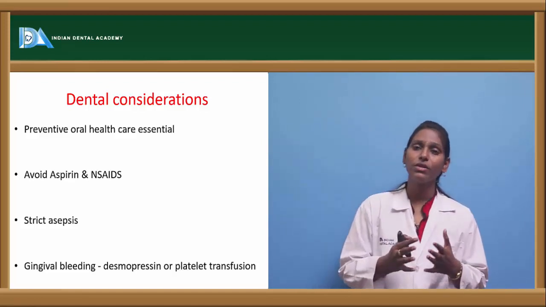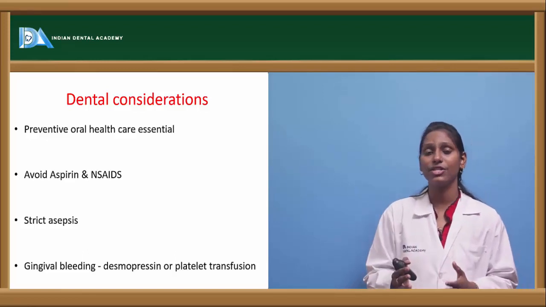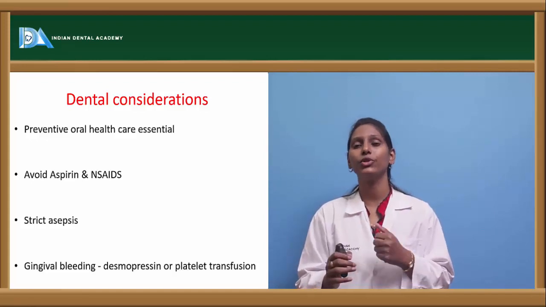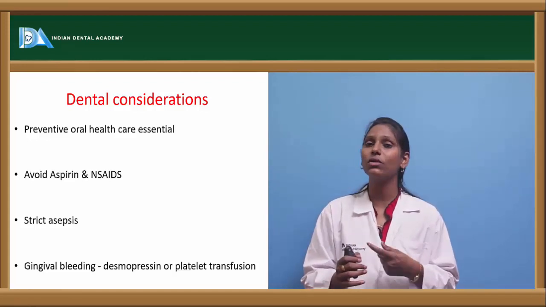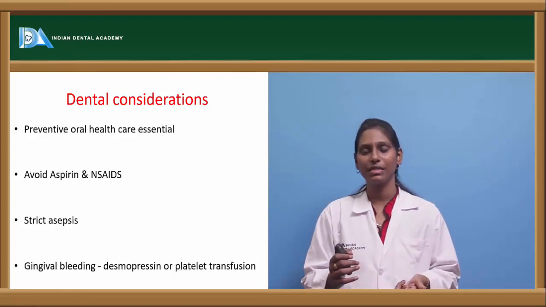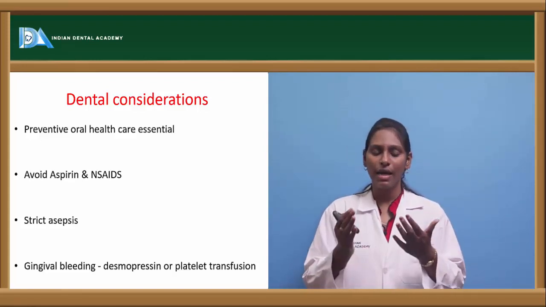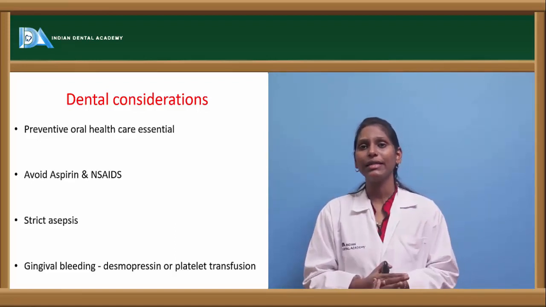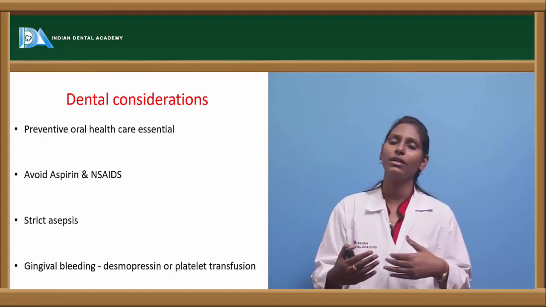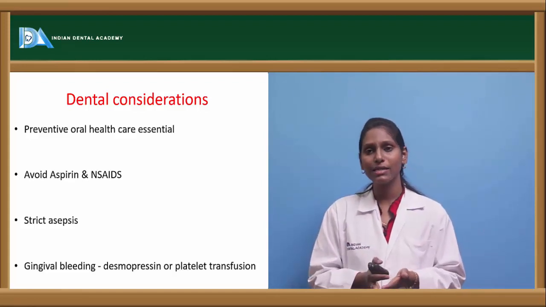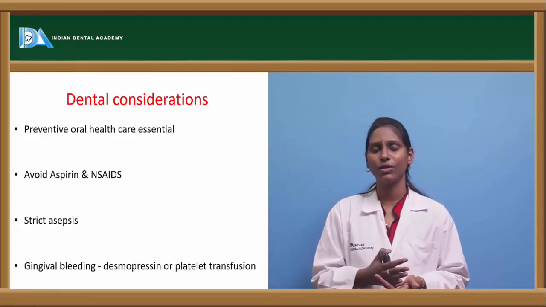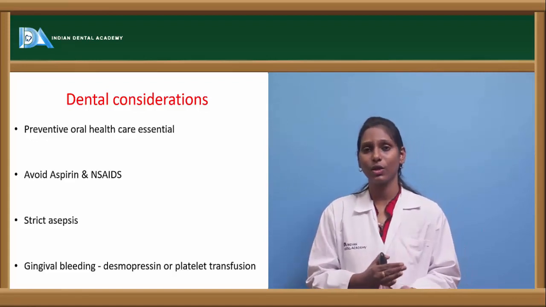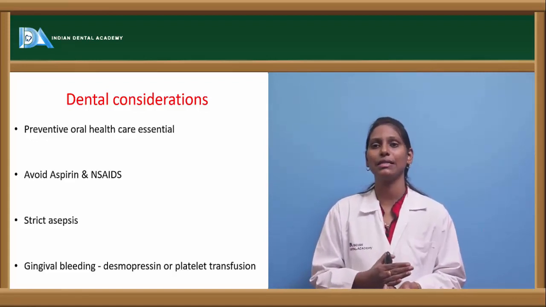So how do you treat, or what are the dental considerations when a patient with leukemia comes to us? First of all, before doing any treatment, take an informed consent, and also take a consent from the physician before starting any elective dental surgeries. Preventive and proper oral hygiene maintenance is one of the important things to prevent further dental issues. Avoid aspirin and NSAIDs in these cases because platelets are already compromised and the patient is in thrombocytopenia. Whenever you are doing a procedure, strict asepsis is required because there is neutropenia in these cases.